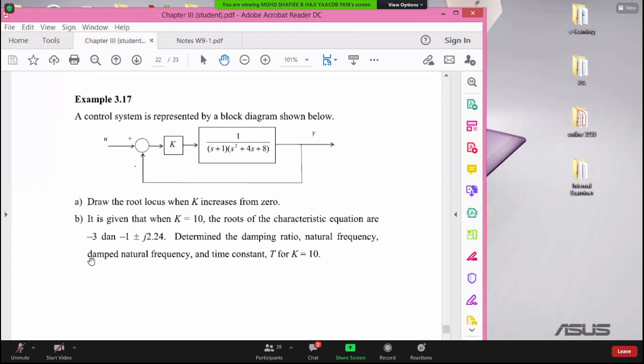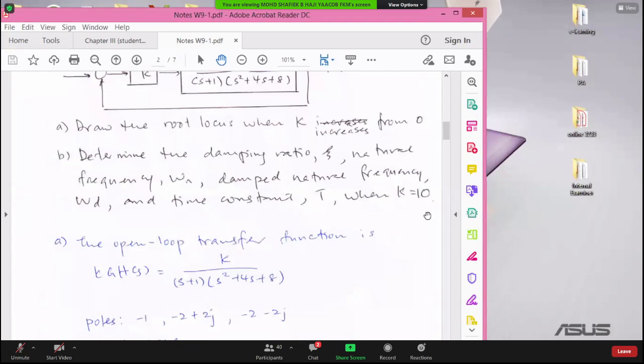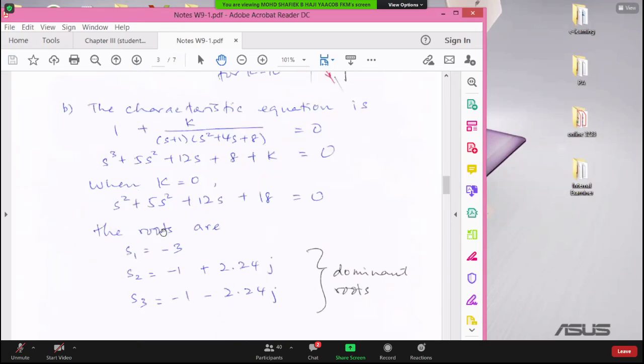But here the roots are already given. But in case the roots are not given, and it is just given the value of k equal to 10, you need to find the roots. So take this value of k equal to 10 and substitute it in the characteristic equation.